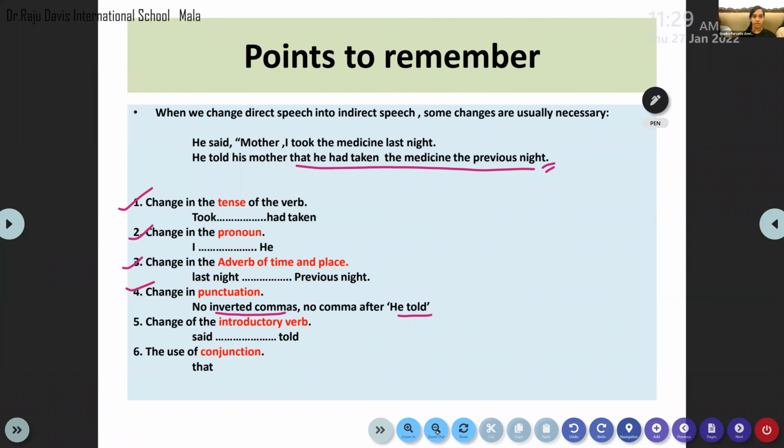Clear? Am I clear? So after the reporting verb said, or told, or says, if there is a comma used, you must remove the comma and the inverted commas, and you can end your sentence with a full stop. This is regarding the punctuation mark. Am I clear, children? Yes, ma'am. Very clear, children? Yes, ma'am.